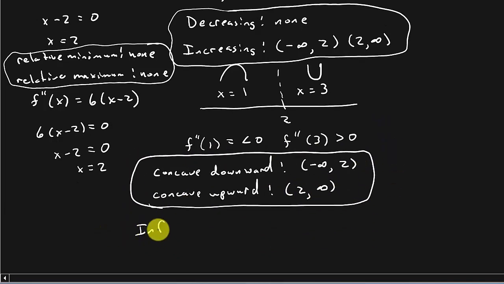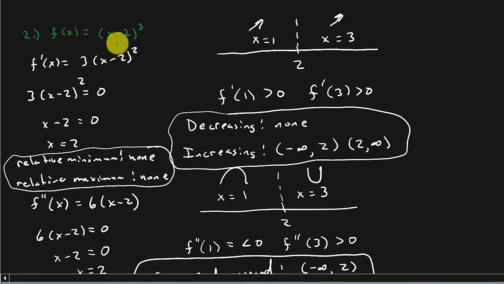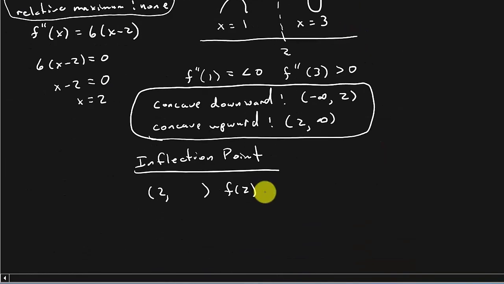And then we have an inflection point. Just one on this one because it changes concavity at 2. So we have an inflection point at 2, and then I do f of 2. If I plug 2 into here, 2 minus 2 is 0, and 0 cubed is 0. So my inflection point is at (2, 0).